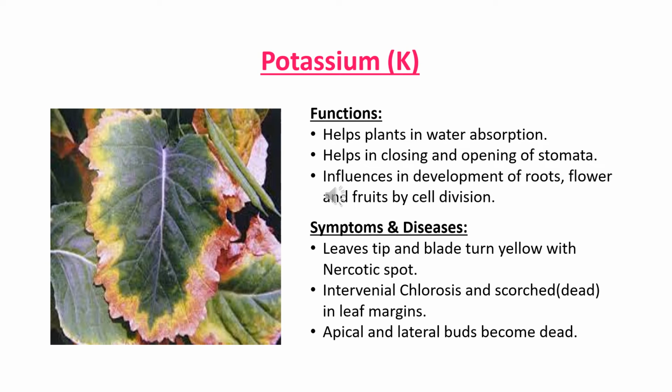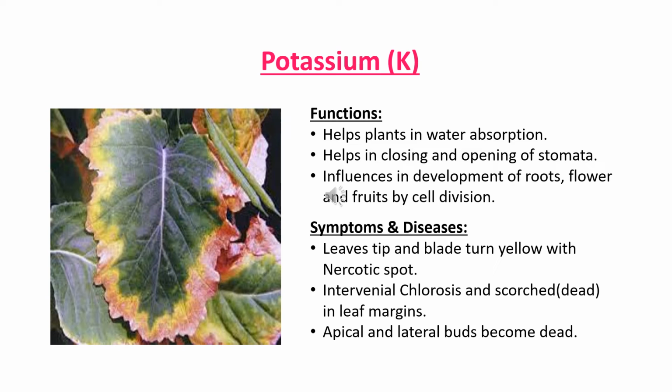Now we are talking about the nutrient potassium. What are the functions of potassium? It helps the plant in water absorption, helps in closing and opening of stomata, and influences development of roots, flowers and fruits by cell division. The first one is the plant's water absorption. So in the presence of potassium, the plant can absorb more water from the soil by the root. And another important thing, potassium also helps the opening and closing of stomata.